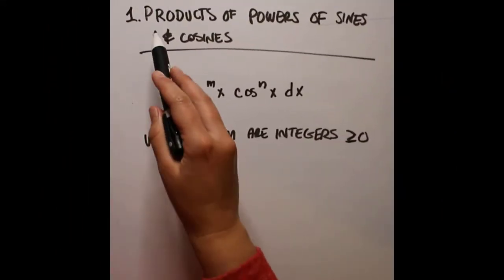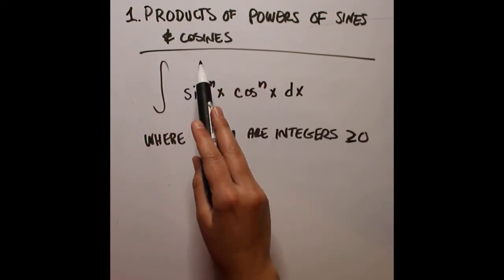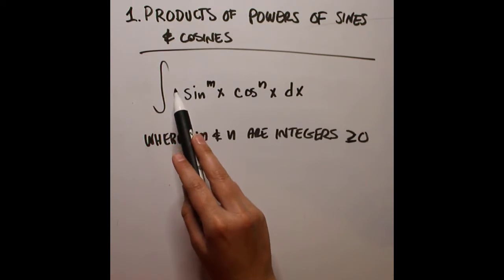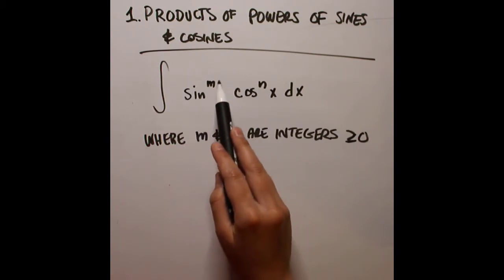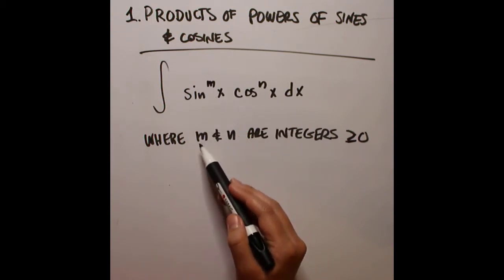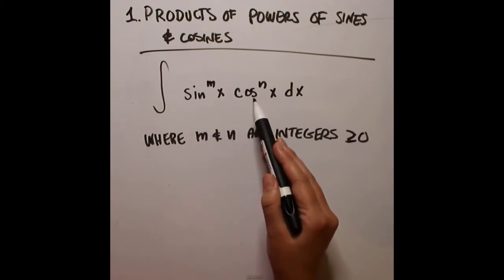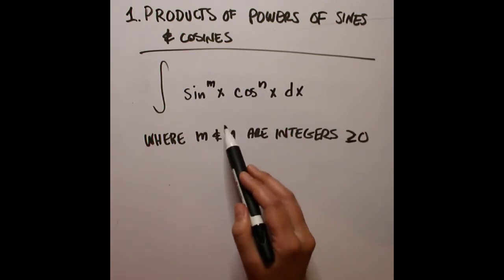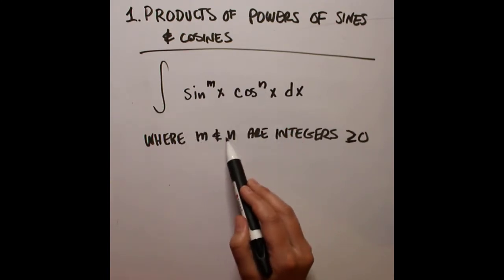Alright, now starting with our first topic in this section, products of powers of sines and cosines. So this is going to be integrals that involve sines and cosines with exponents on them. And so m is going to be the letter we use to represent the power on sine. And then cosine is going to have an n for its exponent or power. So this is going to be for cases where m and n are integers.